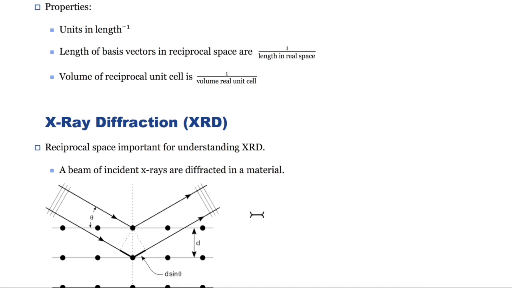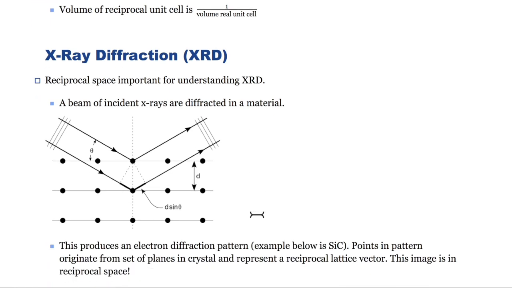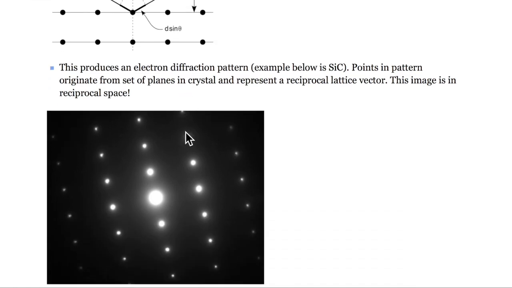Consequently, reciprocal space is a very important concept. For example, it is a key property in understanding X-ray diffraction. In X-ray diffraction, a beam of incident X-rays are diffracted in a material, and the diffraction angle is measured. This produces an electron diffraction pattern, seen here. Here, the electron diffraction pattern is of silicon carbide. Points in the pattern originate from a set of planes in the crystal, and each point represents a reciprocal lattice vector. Therefore, electron diffraction patterns exist in reciprocal space.